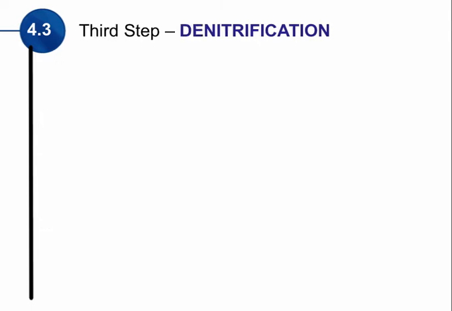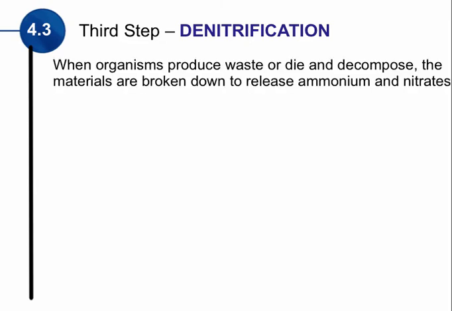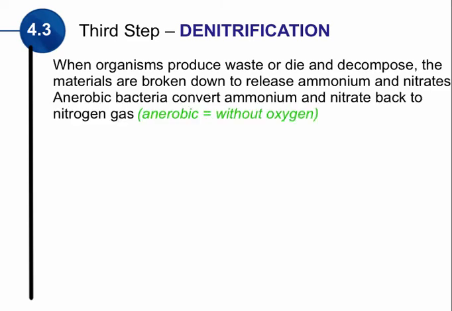Well, there's a third step, and this is called denitrification. Denitrification occurs when an organism produces waste or dies or decomposes, and the materials are then broken down. And those nitrates and ammonium ions are released. Bacteria called anaerobic, and you may have heard of this term anaerobic if you are into fitness or exercise. Anaerobic just means without oxygen. And this bacteria is able to convert the ammonium and the nitrate back to N2 gas, back to that nitrogen gas. The nitrogen is then put back into the atmosphere and the cycle can continue.